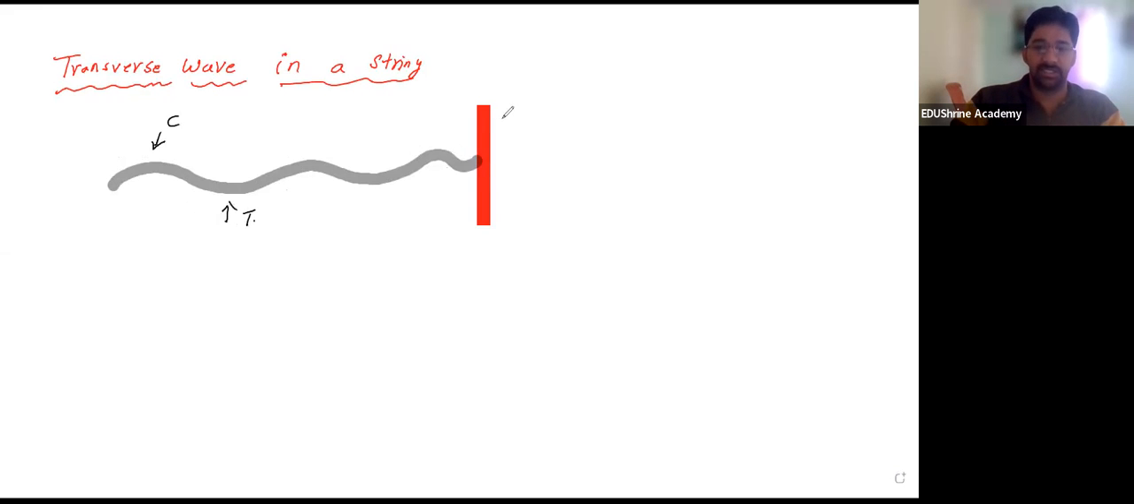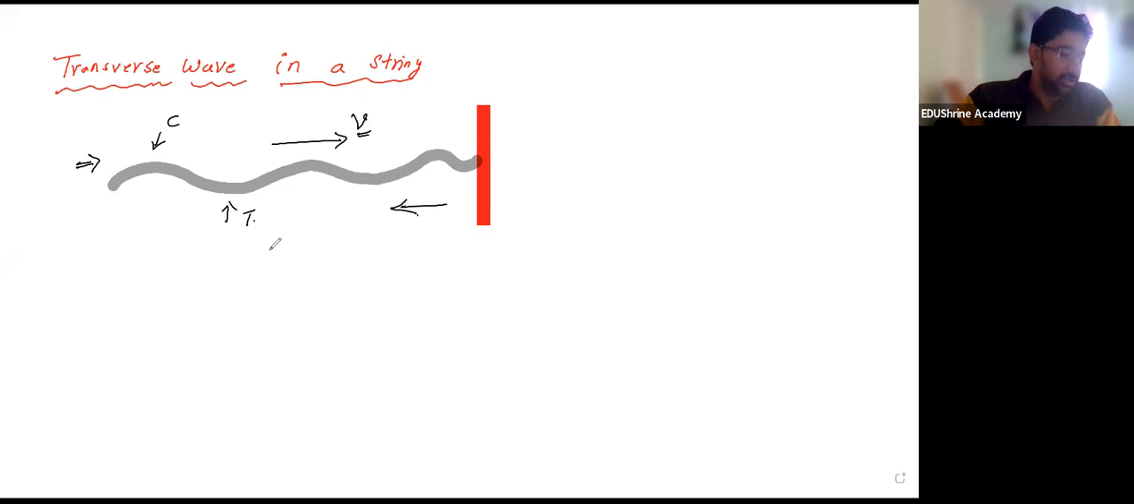Now this is a rigid support. You will disturb the string from one end, from this corner. So the wave travels with a certain velocity v till it reaches the boundary. This is the boundary, the rigid support. Once it reaches the boundary, it gets reflected back. Now we are going to find out the speed of this wave in a stretched string, or in a disturbed string. With what speed it goes, that we are going to find out.